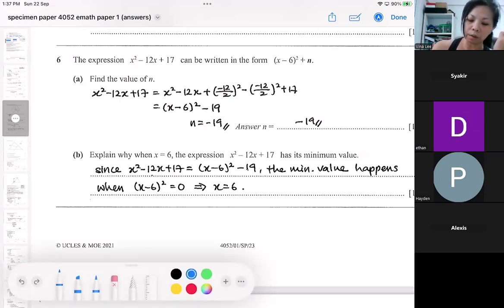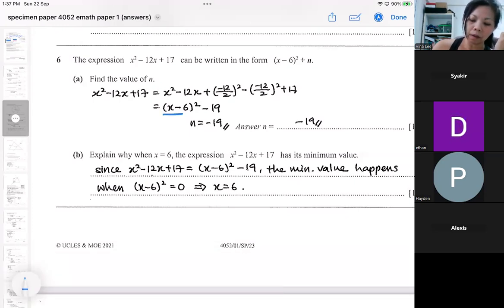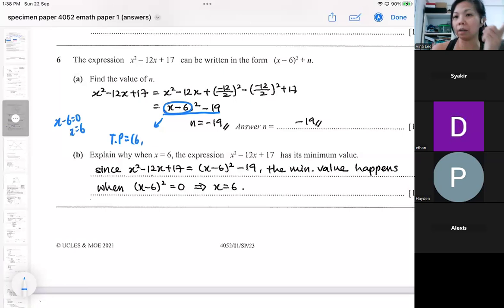When you complete the square, if you want to find the turning point, you mentally set the x minus 6 equal to 0. Okay, this is sidetracking. I'm not answering the question yet. And then you will get the x coordinate for the turning point. The y coordinate is just whatever is left after the square. So that will be the turning point.